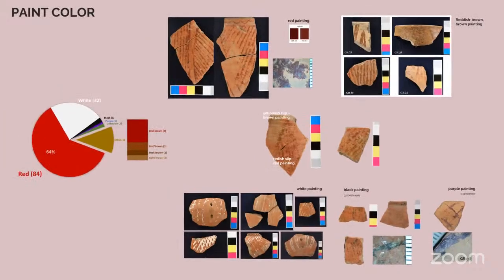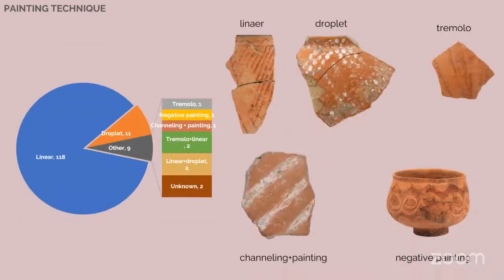So now we will move to the painting techniques. In Grivac, pottery was painted in 5 different techniques: linear, droplet, tremolo, combination of painting and channeling, and negative painting. And in addition to producing these different visual effects, these painting techniques required use of different brushes, different gestures of movement, and different conceptualization or planning of the ornament.